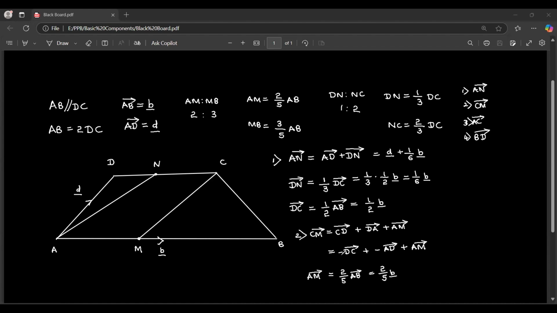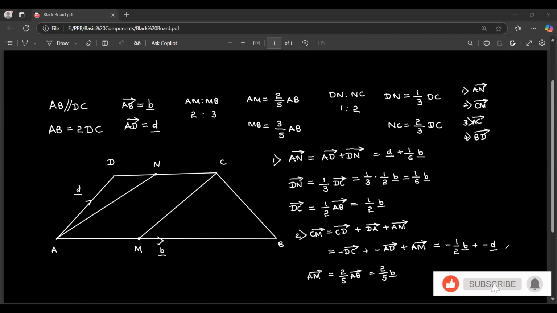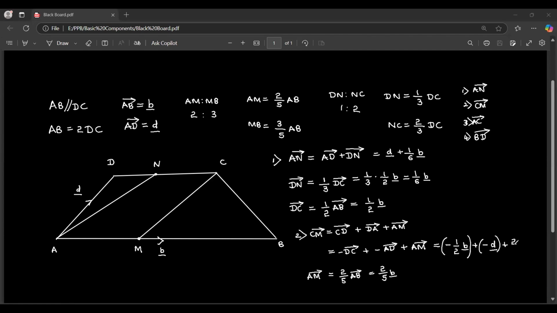Now we have minus DC. We already found out DC. DC is equal to half b. So minus half b, plus we need to find out AD. AD is given, so it will be minus d. And we have AM, which is plus 2 over 5b. Clear? Yes. Now we can do some rearranging.